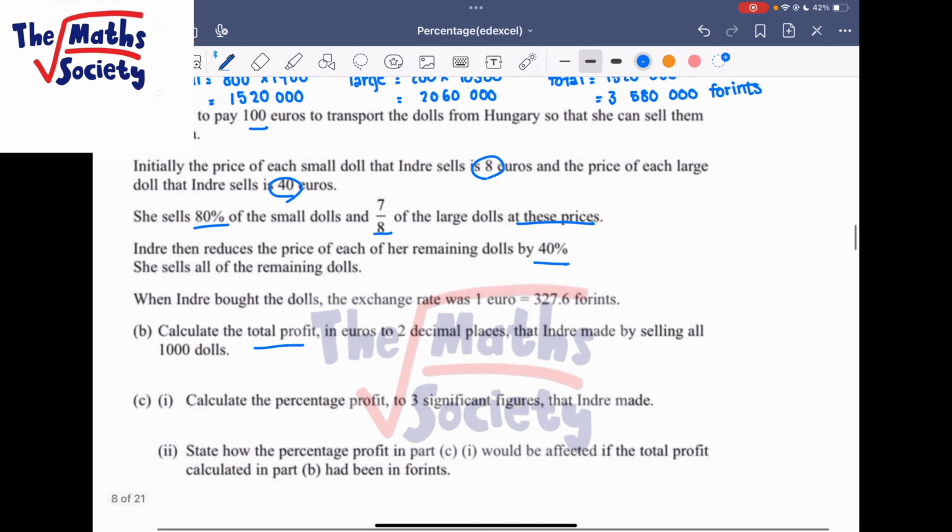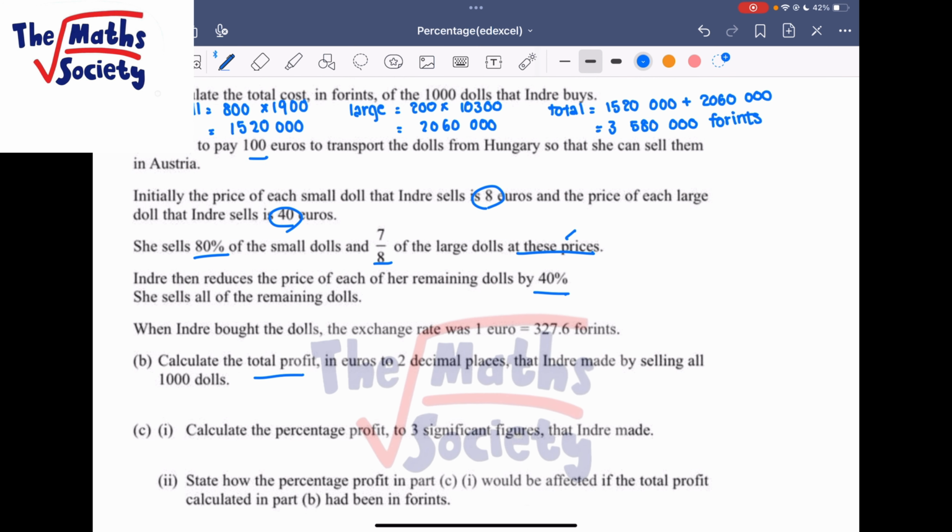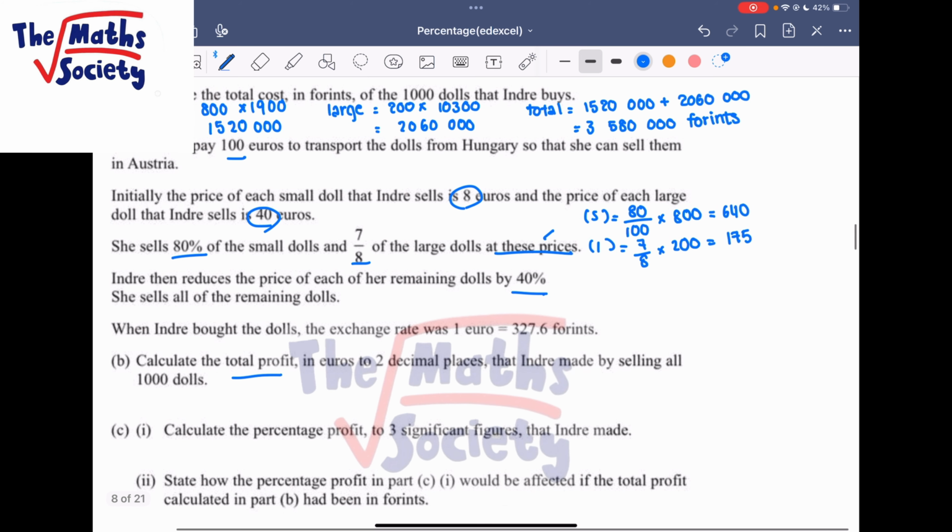So we have to find the number of dolls first that she sold at the prices of 8 euros and 40 euros. She sold 80% of the small dolls, right? And the number of small dolls that she bought was 800. So we know it will be 640 small dolls that she sold. In large, she sold 7 by 8 of the large. She bought 200, so it means she sold 175 at these prices. So we want to know how much she sold at these prices.